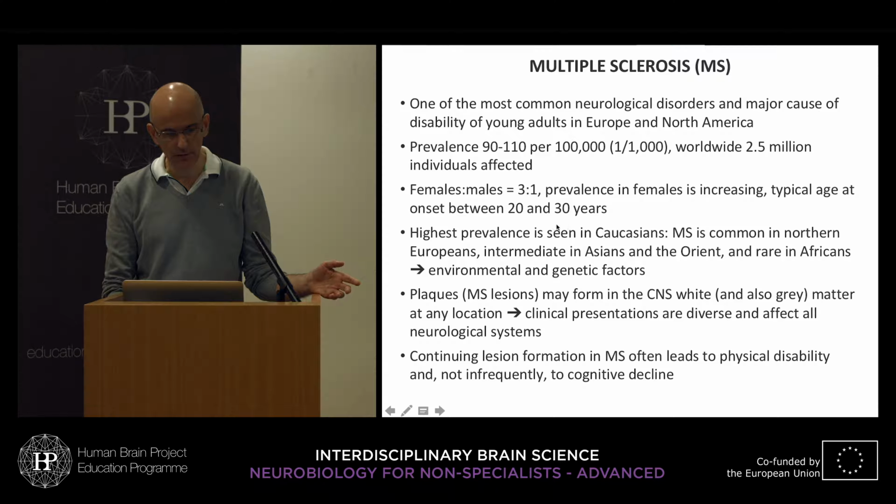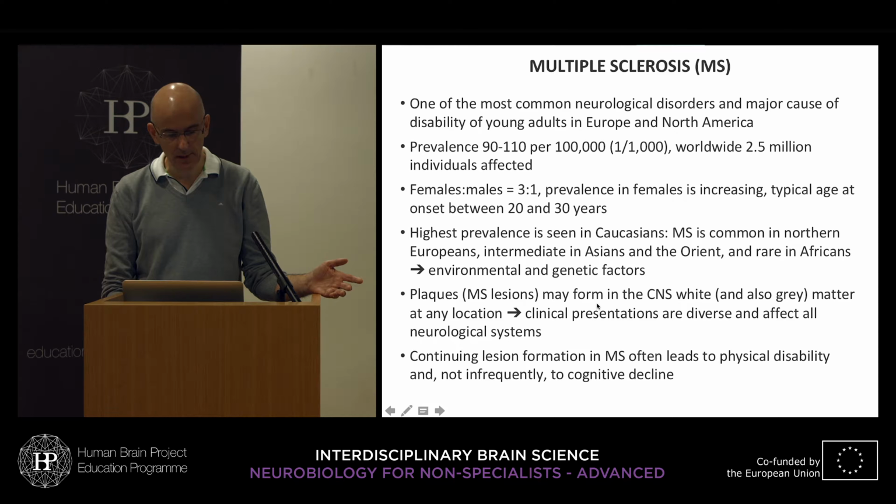Typical age of onset would be between 20 and 30 years, so young adults are mainly affected by the disease. It's a disease that mainly affects Caucasians, so the highest prevalence is seen in Caucasians. It's common in Northern Europeans, and of course also in the USA or Canada, intermediate in Asians and the Orient, and rare in Africans, which points to the influence of environmental and genetic factors.